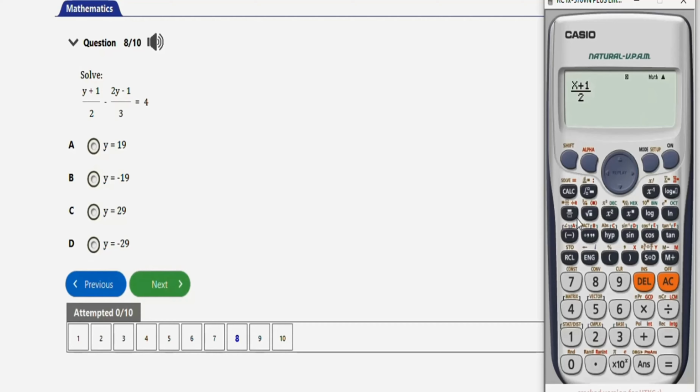Okay, we have minus a fraction 2x, minus 1 over 3 equals, to bring the equal sign, press alpha and the calc button, which gives equals, 4. To solve, press shift calc, assign x to be 0, very important, press equal to. So the answer is minus 9, option B. So that's it for this question. Okay, next question will be this one.